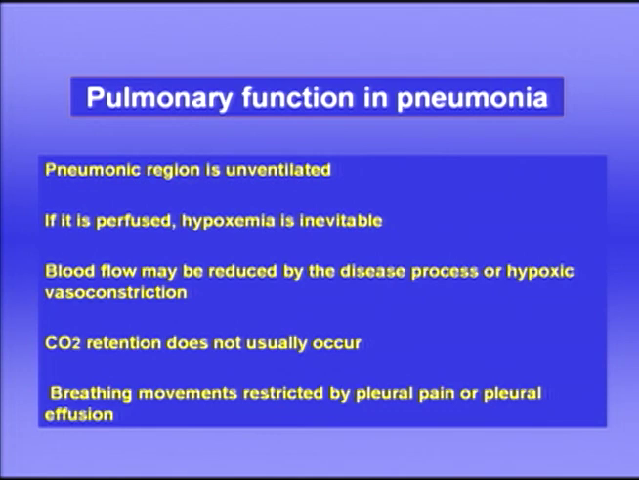The blood flow may be reduced in the pneumonic area, probably is, either by the disease process or by hypoxic vasoconstriction. Normally, you don't get CO2 retention in pneumonia. Sometimes the breathing movements are restricted by pleural pain or by pleural effusion. But in general, pulmonary function tests are not useful in the management of people with pneumonia.